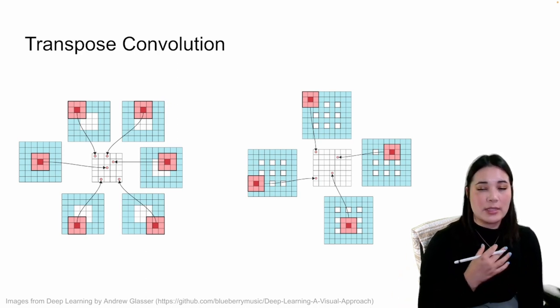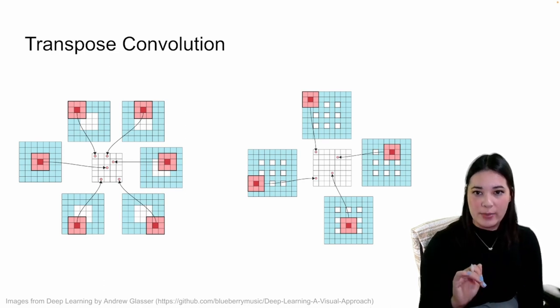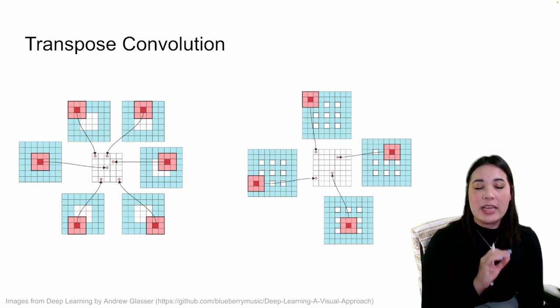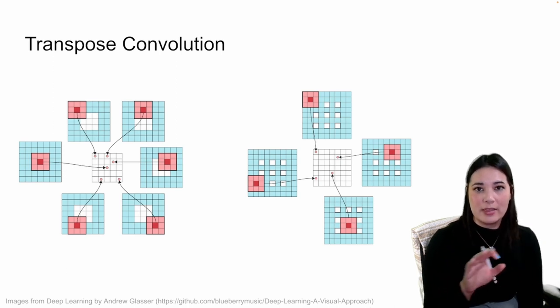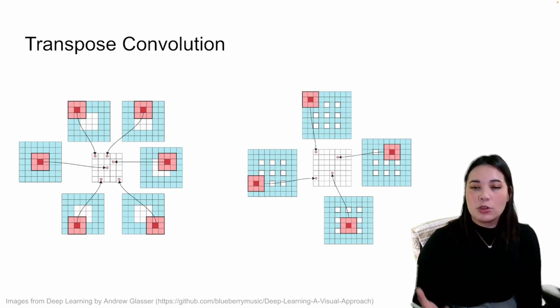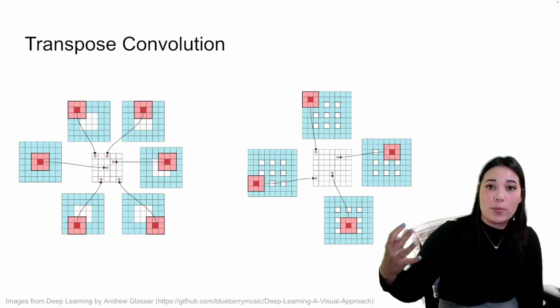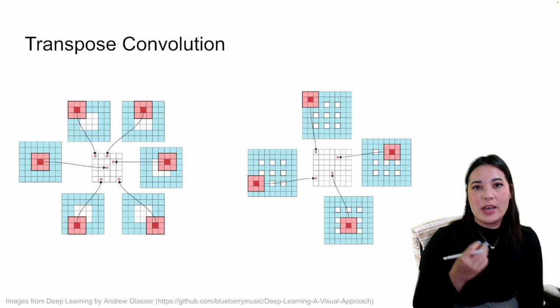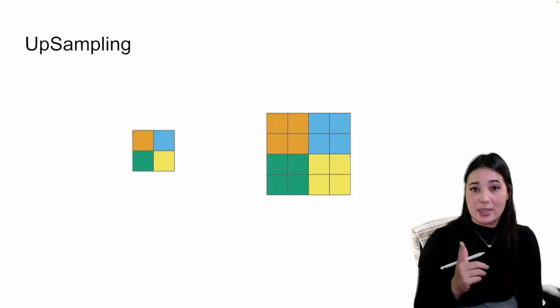On the left, you can see that we can add that padding completely around our input image and then slide our filter across. But we don't have to do it that way. We can also apply the padding in between the individual pixels of our input and then slide the filter over that. Thus, we're learning a convolution that basically allows us to get a bigger output from a smaller input, thus undoing a convolution. To review, upsampling undoes pooling.